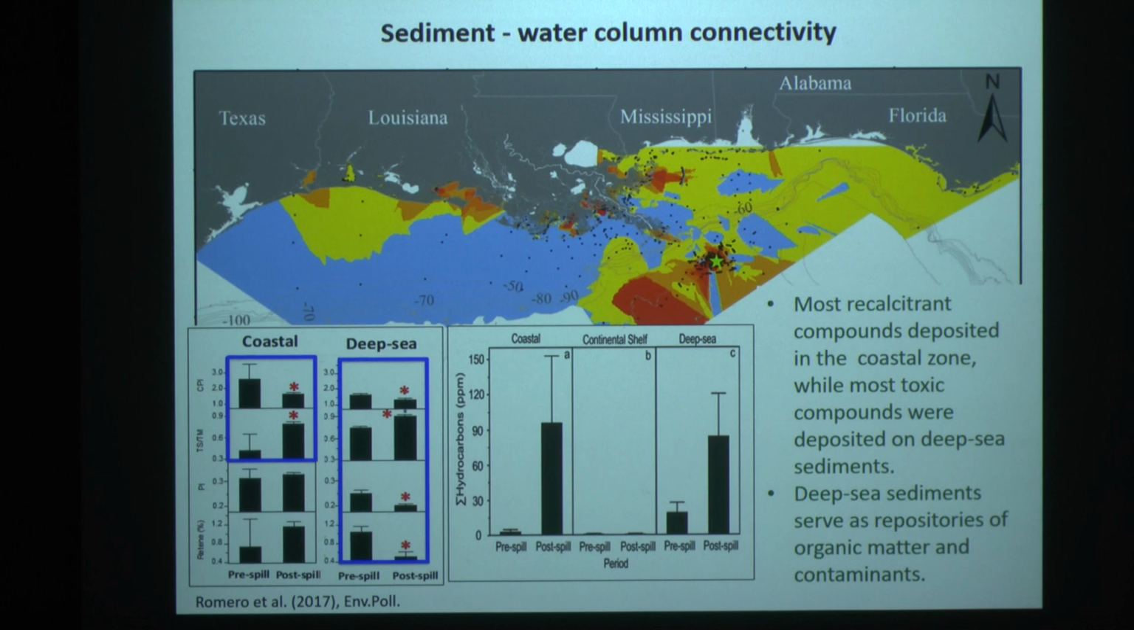And this is demonstrated here by looking at the sediment layers deposited before the spill, where there is a larger amount of organic compounds in the deep sea compared to the other areas, especially the coastal zone, which means that the deep sea sediments serve as repositories of organic matter, and in this case, contaminants as well. And I will bring this concept back because this is very important when you're thinking about the fate of organic compounds in the northern Gulf of Mexico.